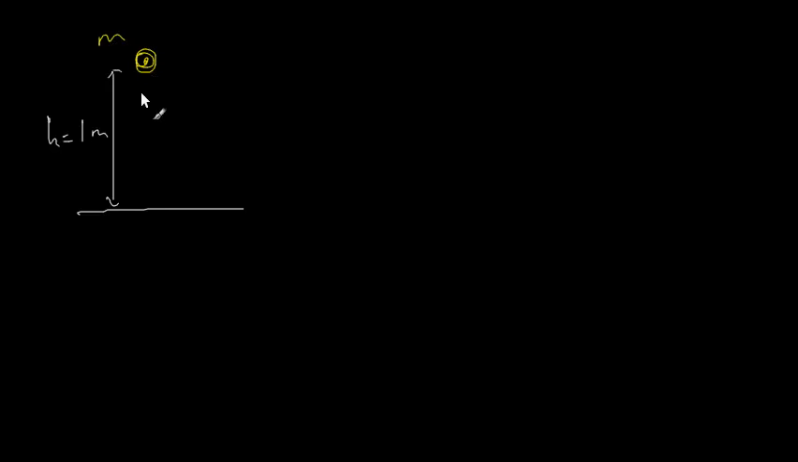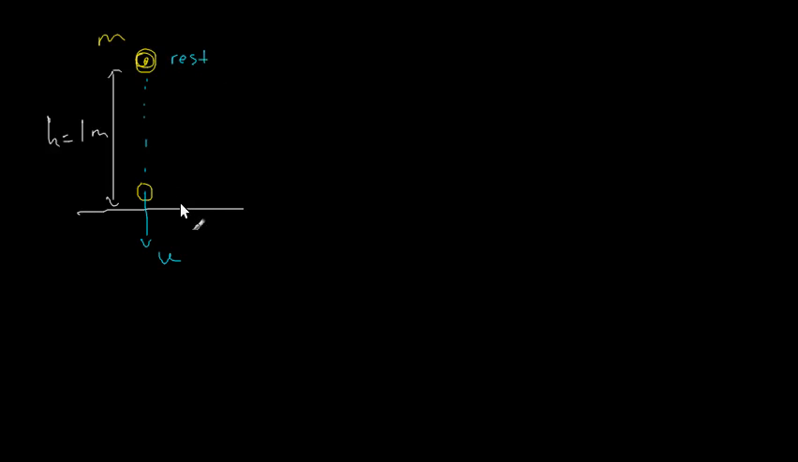So if I drop the ball, it falls faster and faster. And when it hits the ground, or just before it hits the ground, it has kinetic energy. It will be moving at a velocity, say v or u. So let's say it was dropped from rest.